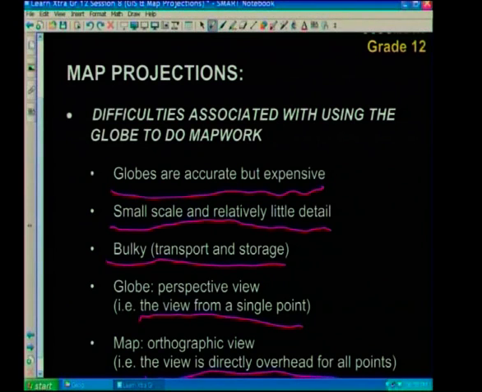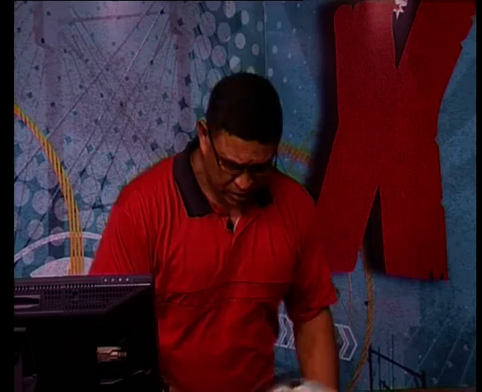All right? Or I can view it directly from overhead from all points. You understand? You can't. Okay, but a map I can view directly. I can see all the areas that I want to look at. I can get different maps of the world or a specific part of South Africa. So, to take this globe, sorry people, and to put it on a flat piece of paper, okay, that is map projections.